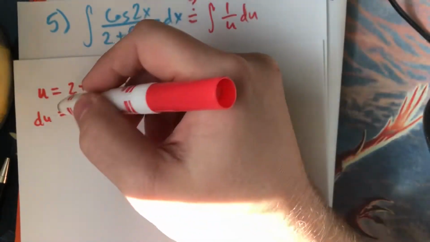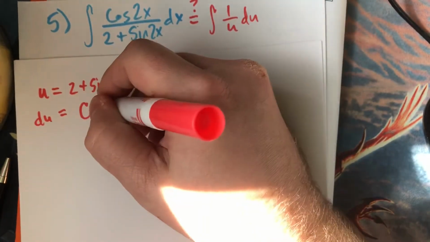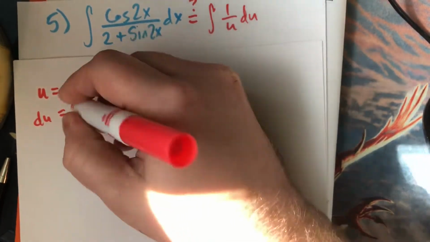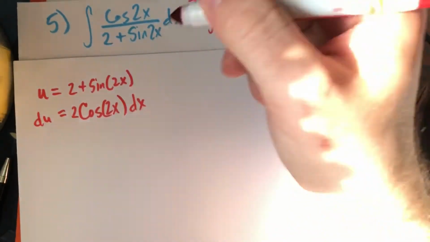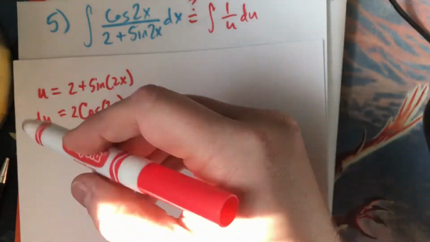Okay. So anyway, our du, the 2 is going to turn into 0, the sine is going to turn into cosine, the 2x is going to chill, and then a 2 pops out, and then a dx happens. And then I'm going to divide the 2 cosine 2x over to the other side.